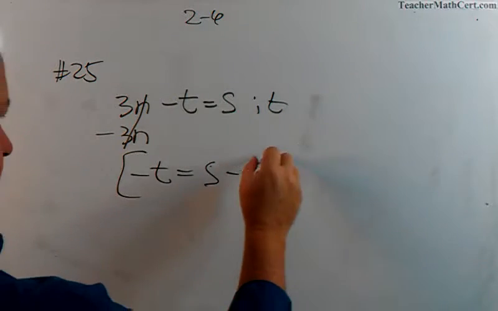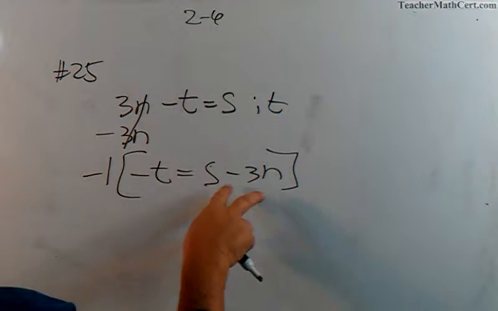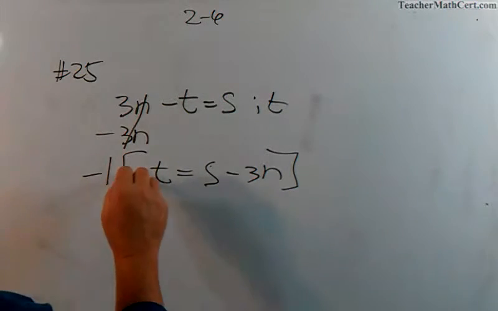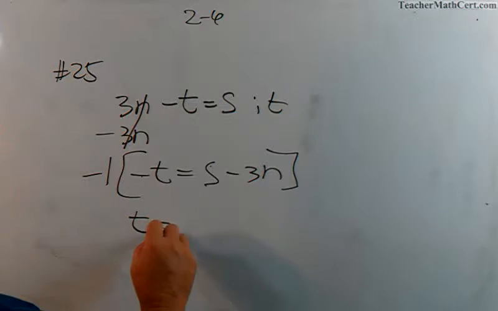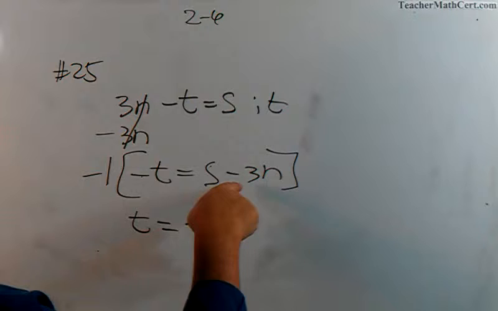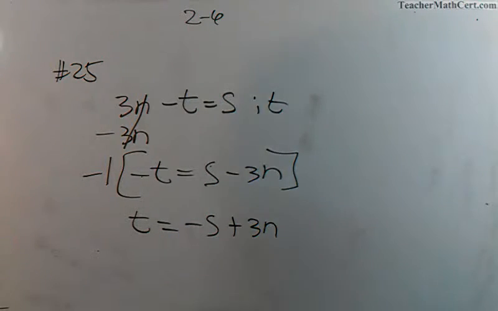So what do we have to do? We have to multiply this whole thing, left side and right side, by negative 1. So negative 1 times t is going to be what? T. Negative 1 times s is going to be negative s. Negative times a negative 3n is going to be what? A positive 3n. That's your answer.